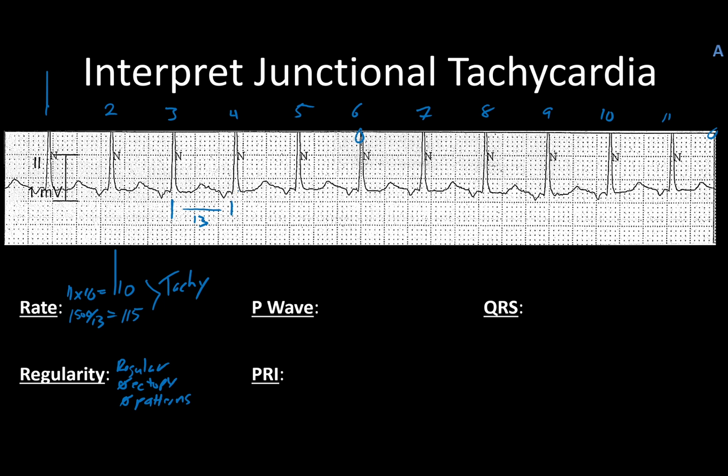So let's take a look at our P waves. And we do have P waves, they just happen to be inverted, and they're in front of every single QRS. So that's exactly what we want to see in any type of rhythm, is that it's regular, but more importantly that these inverted P waves are happening pretty consistently, and they all look quite a bit alike, honestly.